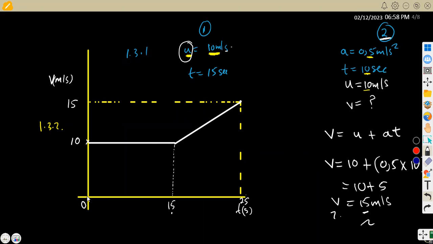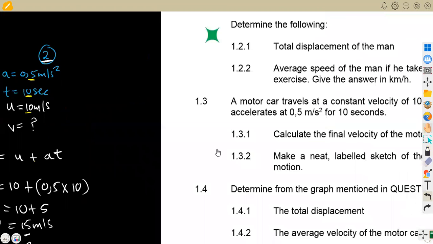And definitely at this point, you start at 0 in terms of time, at 0 in terms of what? In terms of the velocity. All right, so that was question 1.32. Then let's check the other part.